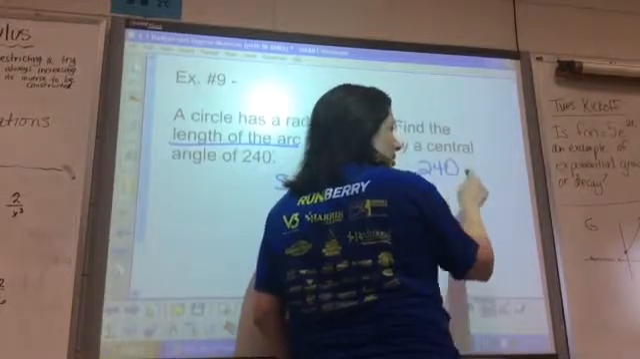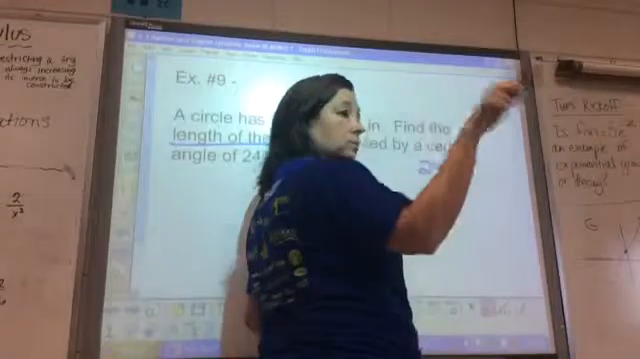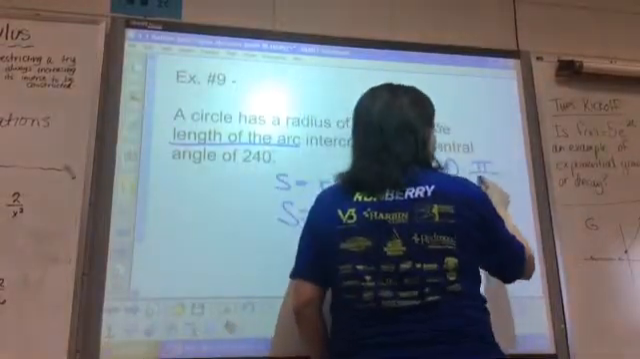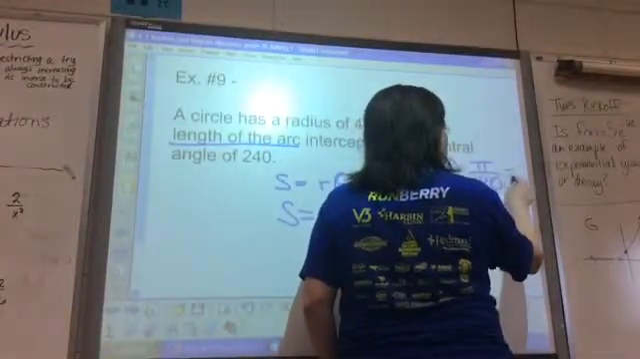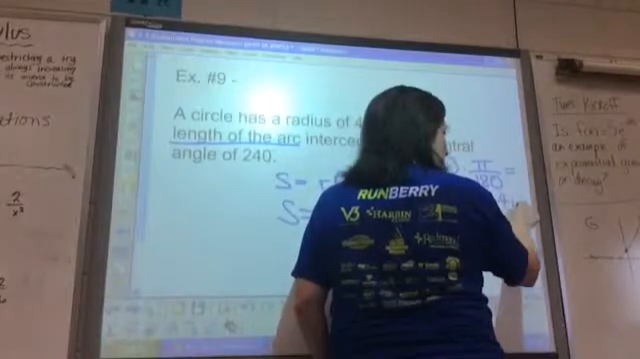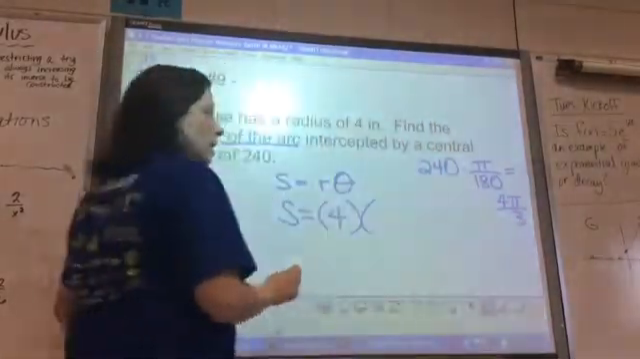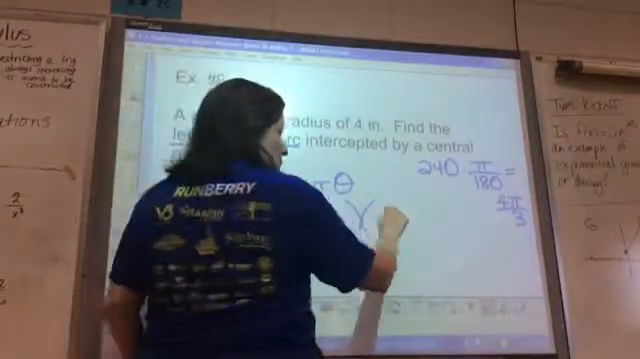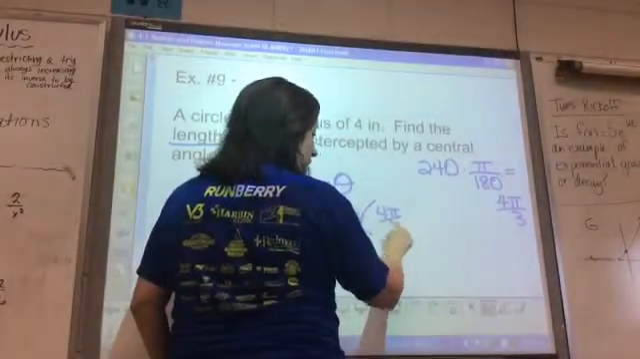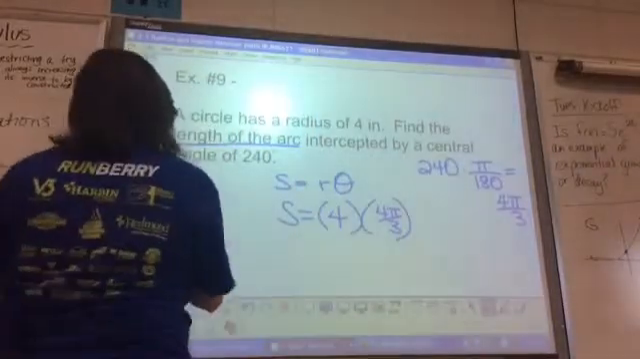How do I convert it? Times what? Very good. She's ahead of me here, but good. 4 pi thirds, she says. All right, so instead of 240, that's what we're plugging in. Again, that's the only thing you got to watch with this formula.